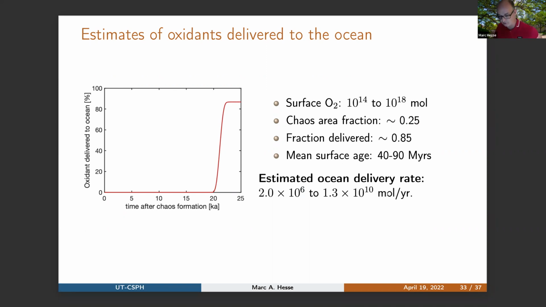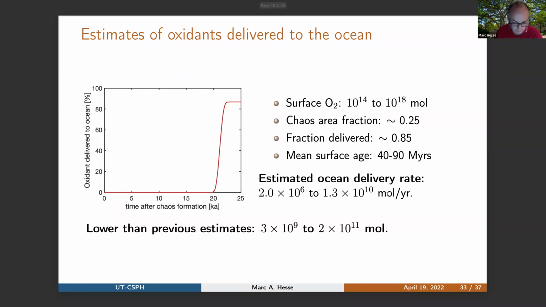And this is by definition, of course, lower than previous estimates, because previous estimates just assume the entire ice shelf turns over. And of course, we only deliver a part of the oxidants to the surface. So you can see here, previous estimates are somewhat higher.